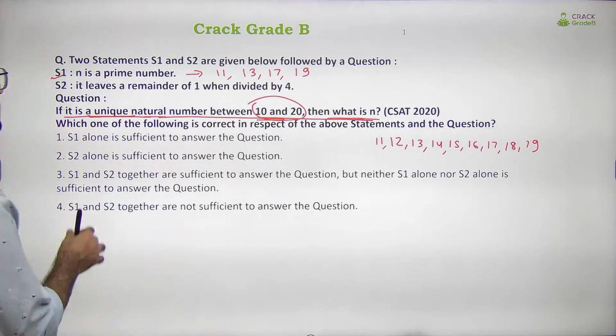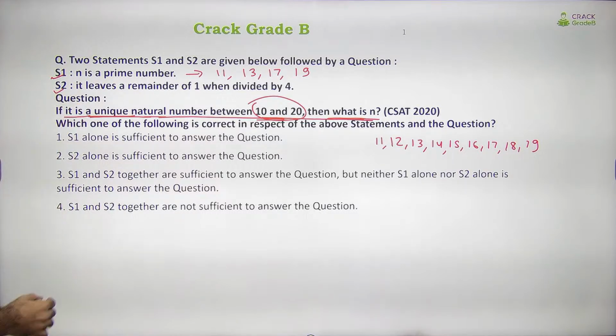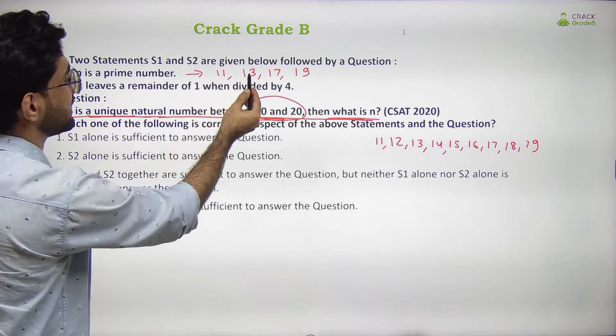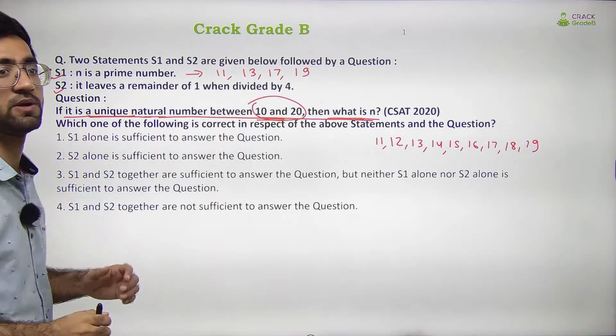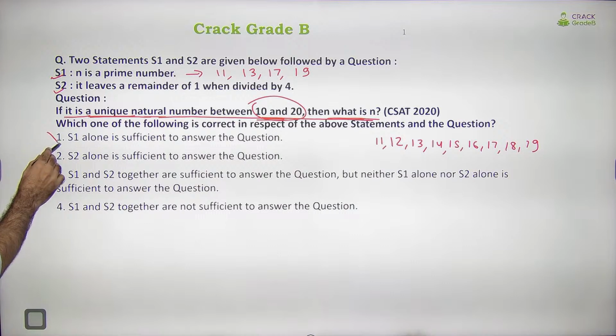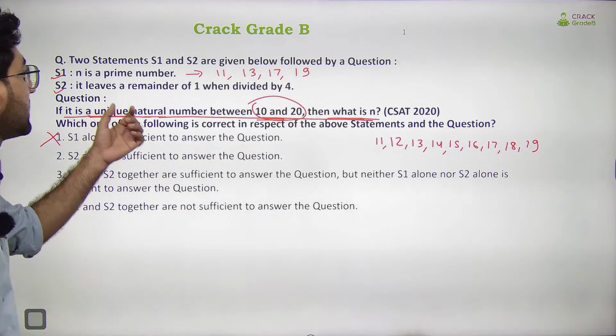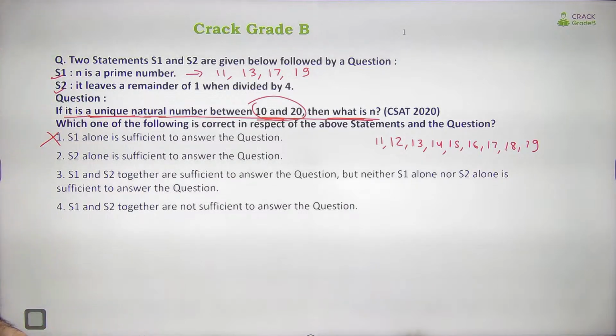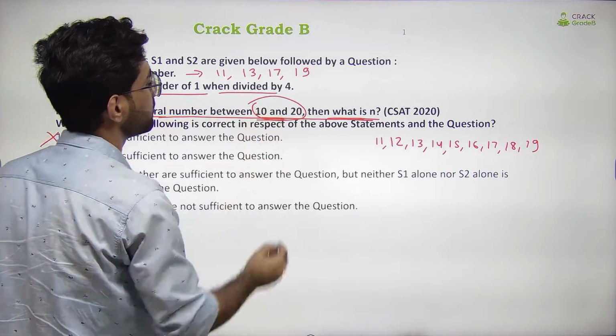Now look at statement 2. If you didn't find the value of n by using statement 1 alone, it means that statement 1 alone is not sufficient to answer the question. Now statement 2 says that n leaves a remainder of 1 when divided by 4.